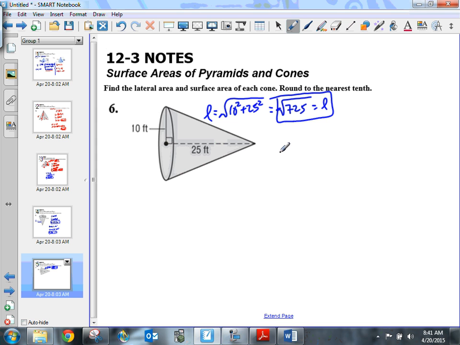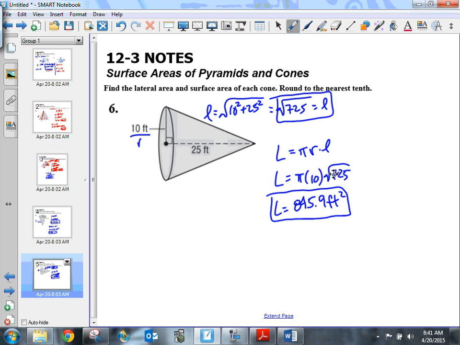So I'm going to come in here and find my lateral area, which is pi times our radius times my slant height. And now my radius is 10. That's my radius, so I've got pi times 10 times the square root of 725. Now when I plug all this in, it's going to give me 845.9 feet squared. And that's some calculator work. You just got to plug those in. Now maybe you're not plugging it in correctly. Keep trying to plug these values in until you get the right answer.